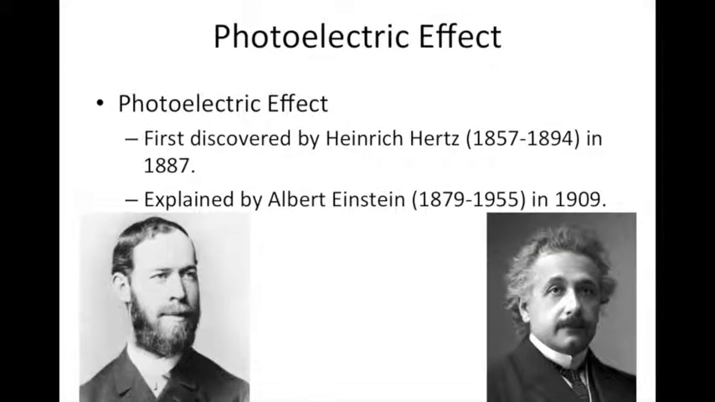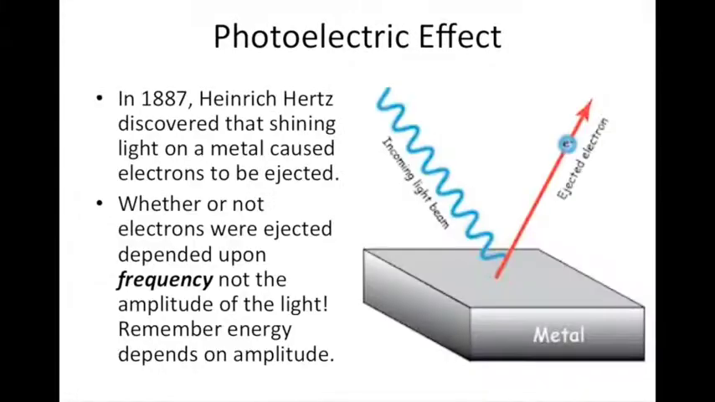So let's take a look at the photoelectric effect in more detail. First of all, this effect was first discovered by Heinrich Hertz in 1887, and then it was explained by Albert Einstein in 1909. And Albert Einstein won the Nobel Prize for explaining the photoelectric effect.